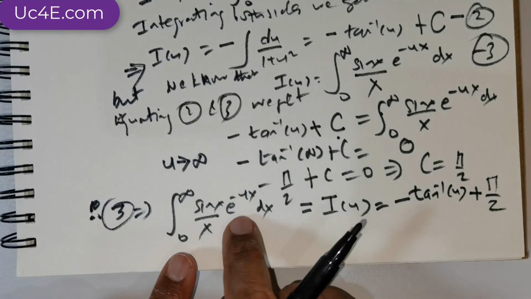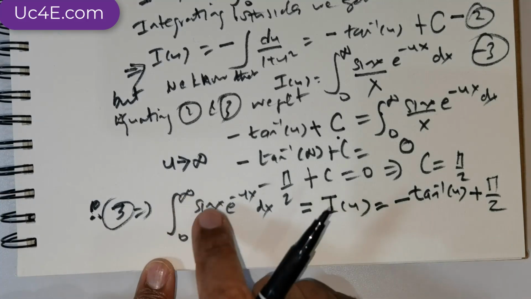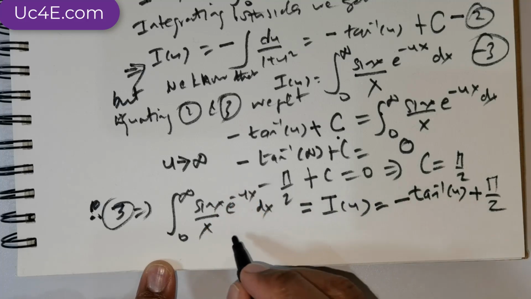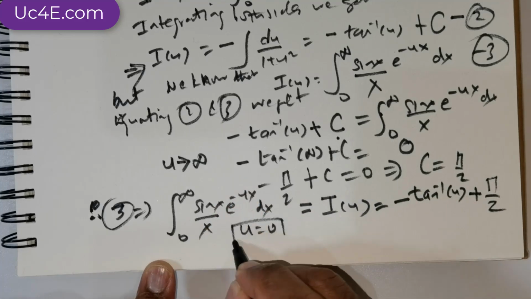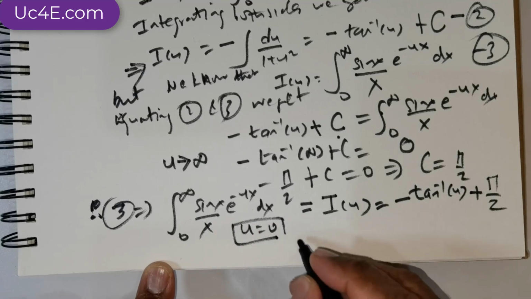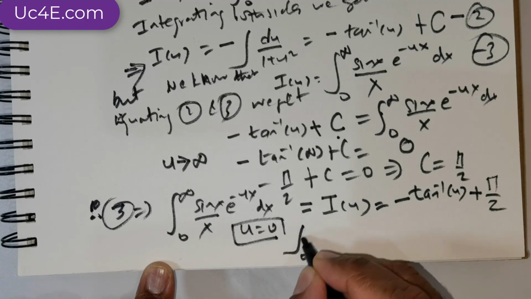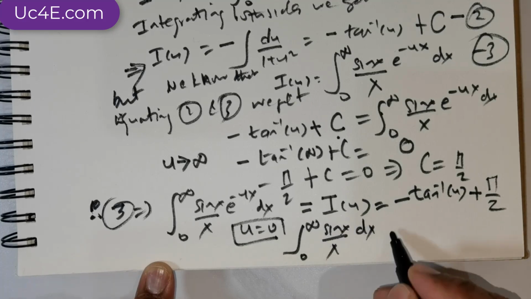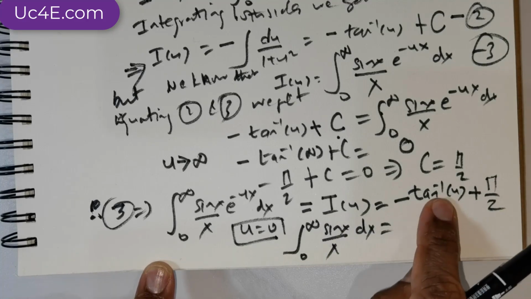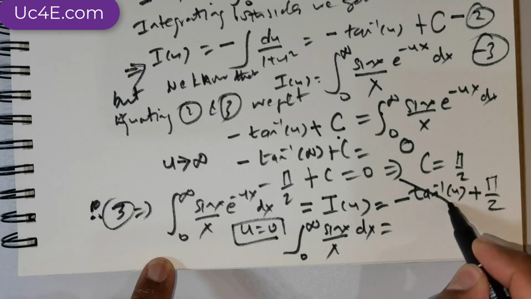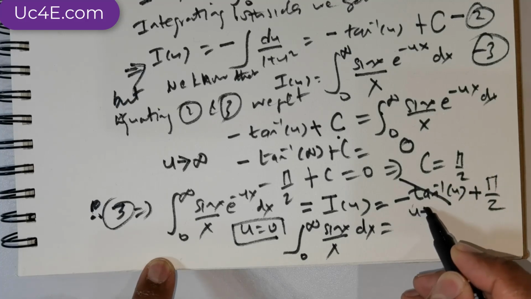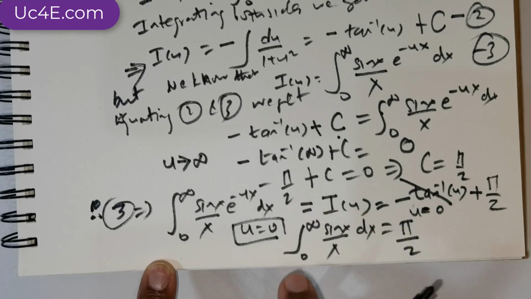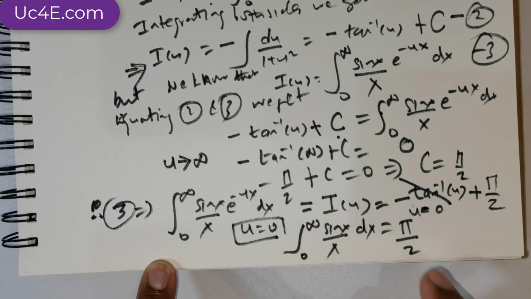Now I need integral 0 to infinity sin x over x times dx. I don't need this e raised to the power of negative ux. So what I'm going to do is set u to be equal to 0. If I set u equal to 0, I would get integral 0 to infinity sin x over x times dx is equal to, this vanishes when u is equal to 0, and what remains is pi over 2. So integral 0 to infinity sin x over x times dx is equal to pi over 2.